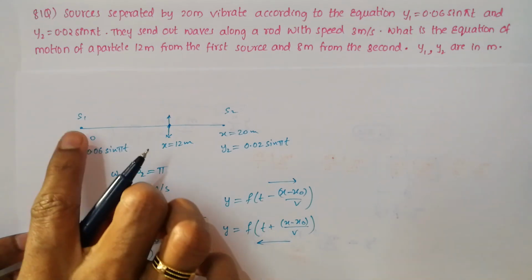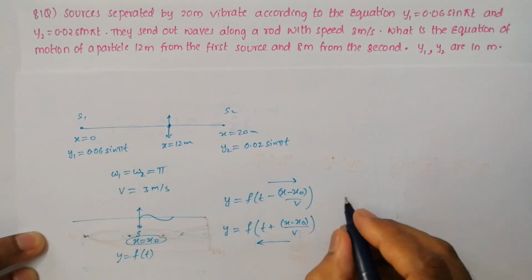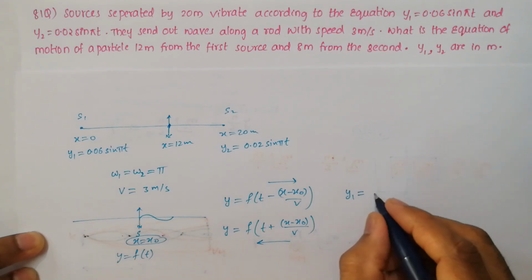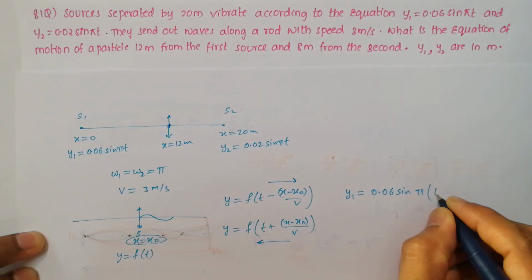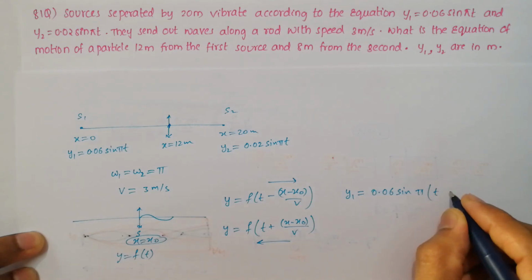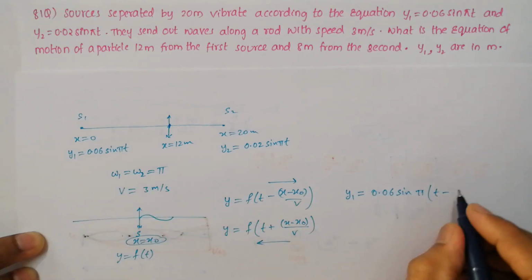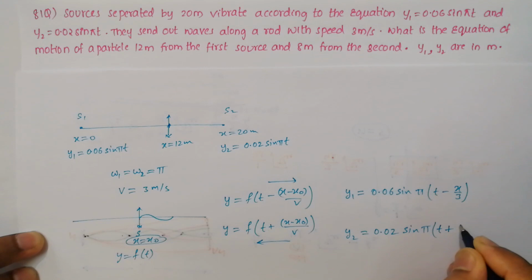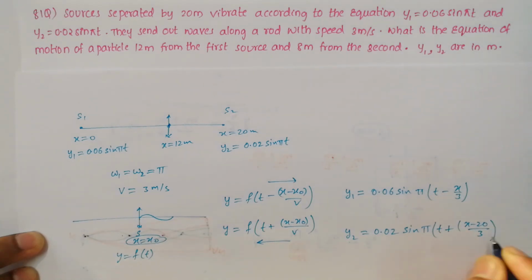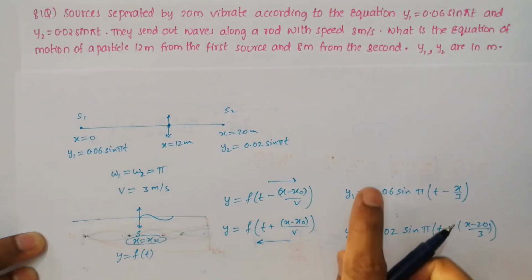Now using these two, let us write the equation of waves from both the sources. So from S1, y1 is equal to 0.06 sin pi into t minus x by 3, since x naught in the first case is 0. This is the equation of the first wave. And from the second source, 0.02 into sin pi into, now it is moving towards left, so it will be t plus x minus x naught, and x naught in the second case is 20, so it will be t plus (x minus 20) by 3. So these are the equations of the two waves.